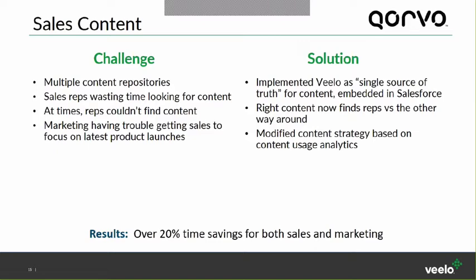Multiple content repositories, sales wasting too much time looking for content, oftentimes using old content because they would just give up and use whatever they had used in the past. And marketing, when they had new product launches and wanted sales to focus on it and get information out, just weren't able to do it.